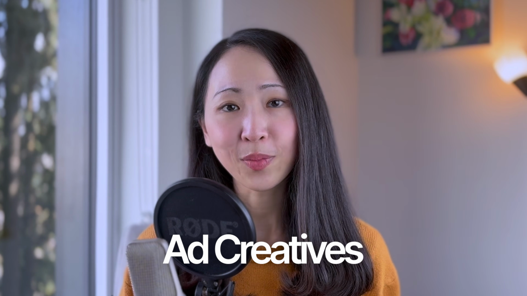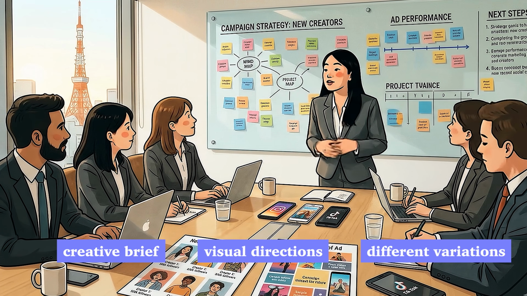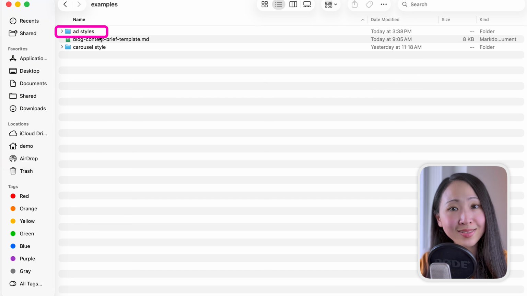Now, if there's one thing that takes up the most time and budget on any marketing team, it is ads creative. It is a whole different challenge. You need a creative brief, visual directions, and enough variations to actually test what works. So let me show you how the system can also handle that, from campaign to creative brief to scaling variations. For our ad creative system, first we'll create the style library.